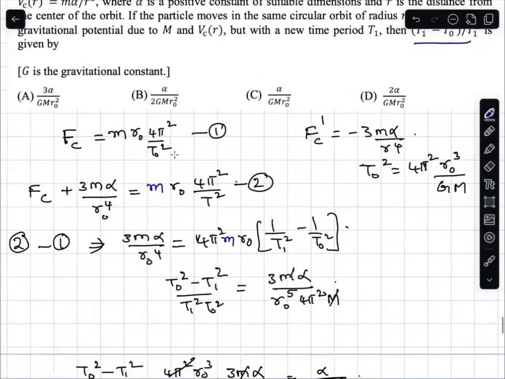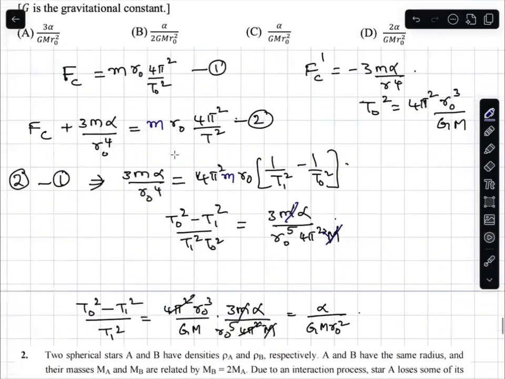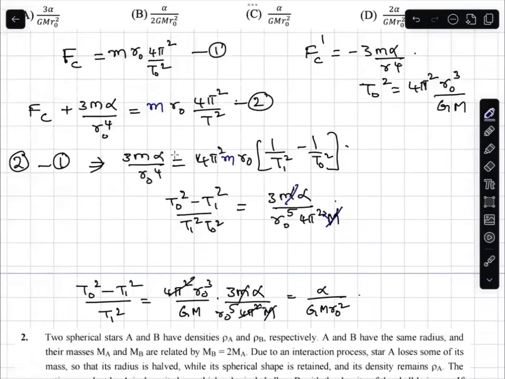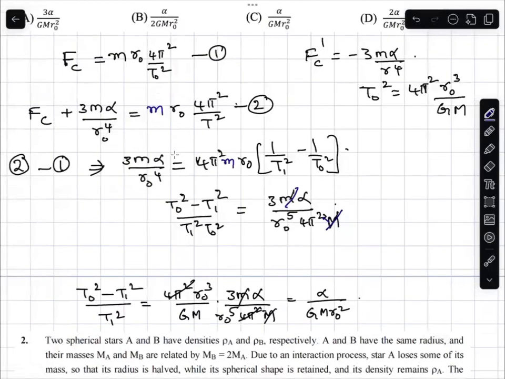I'll take this first. So I made (t0 square minus t1 square) by (t1 square t0 square). That is nothing but 3m alpha by r0 power 5, 4 pi square small m. So this m and this m cancel. What is left? Hold on. Meanwhile, one thing is there. In this, I have substituted t0 square. Rest, everything is the same.